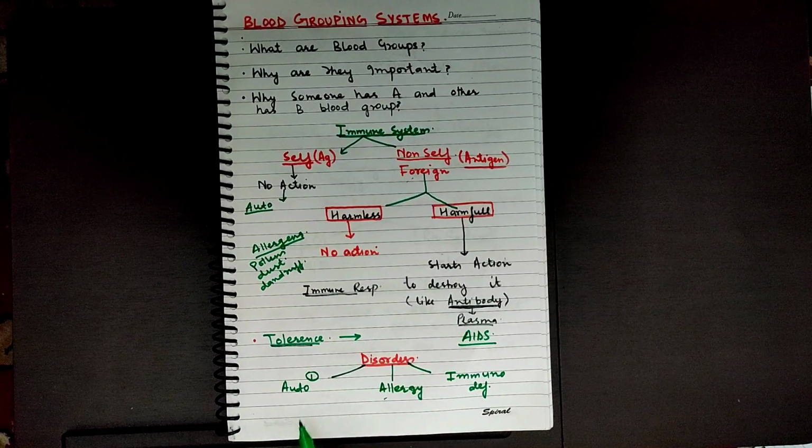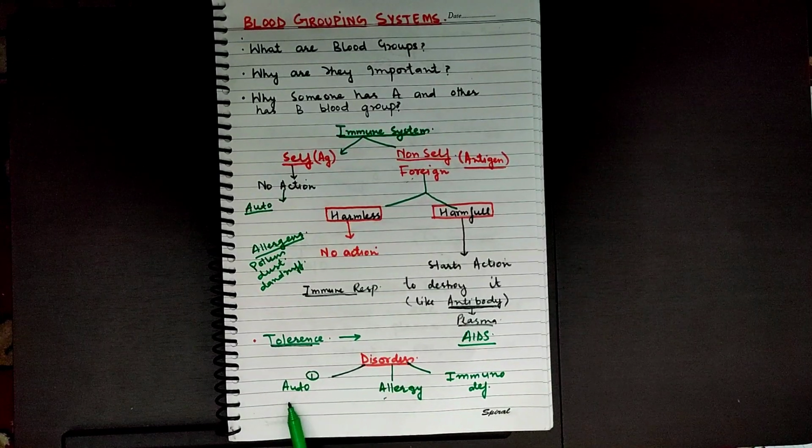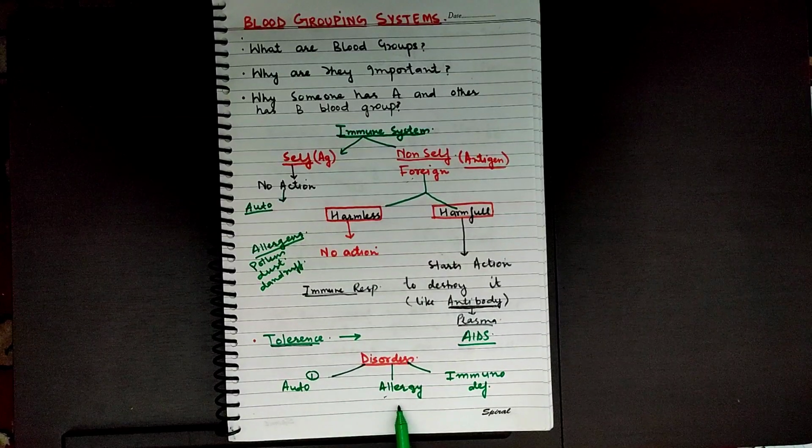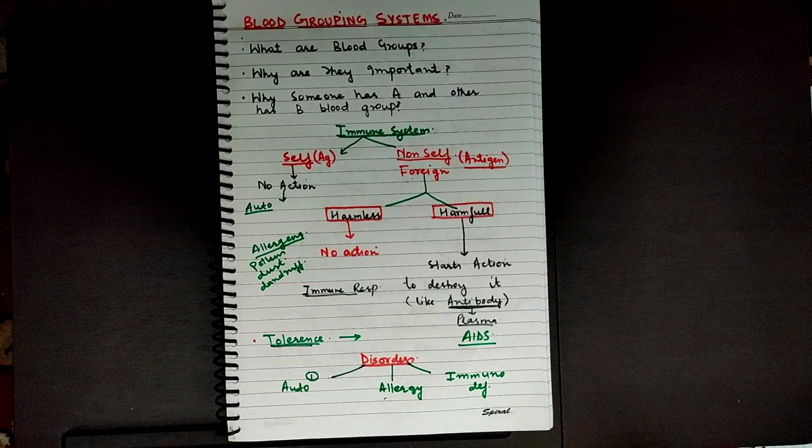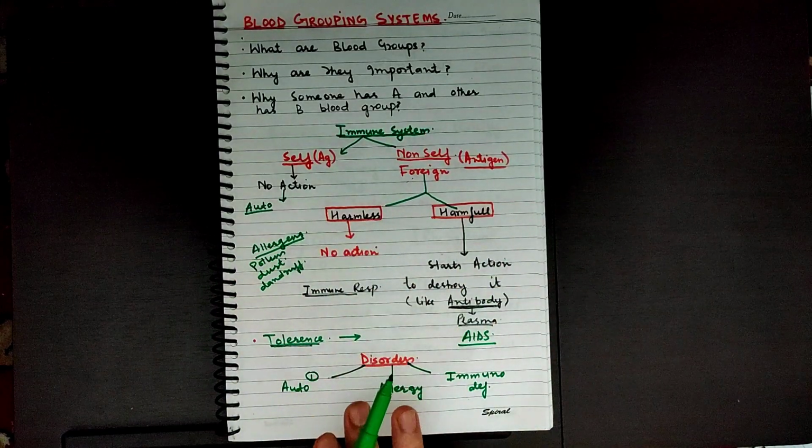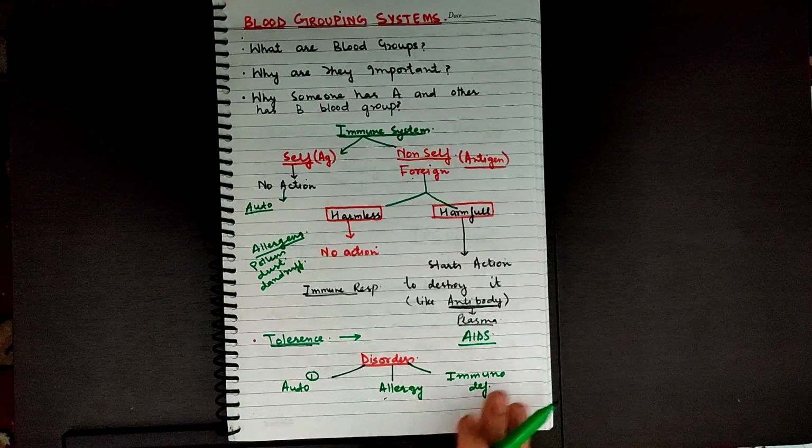तीन तरीके के डिसऑर्डर: अगर अपने ही सेल्स को डिस्ट्रॉय करे तो ऑटो इम्यूनिटी, अगर हार्मलेस सब्सटेंसेस के अगेंस्ट एक्ट करे तो एलर्जी, and अगर काम ही ना करे then it is known as immunodeficiency. Okay, from all this page I want to summarize two basic points.